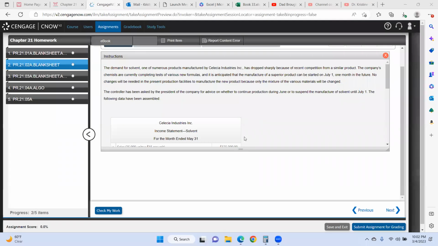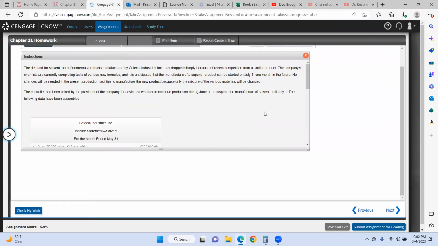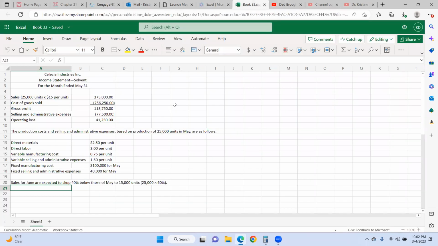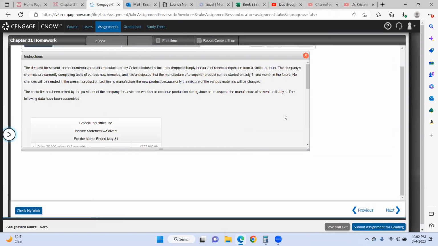Okay, I'm going to be looking at this right now. I just grabbed chapter 21, and this is problem 2, and this has to do with variable and absorption income statements. And so I went ahead and moved the data over here into Microsoft Office, just so that I can do some quick calculations because it's easier for me to do it that way. But let's go ahead and get back to Cengage and let's check this out.